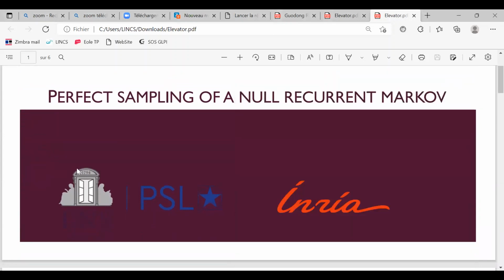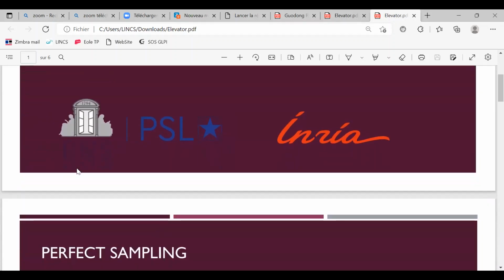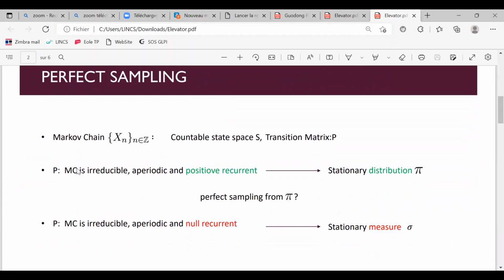Okay. Hello, everyone. I want to talk about the perfect sampling of a null-recurrent Markov chain, which is my thesis topic. In the problem of perfect sampling, we have a Markov chain with countable state space S and transition matrix P, which, when it is irreducible, aperiodic, and positive recurrent, has a stationary distribution pi. Then we can talk about the perfect sampling of this stationary distribution.